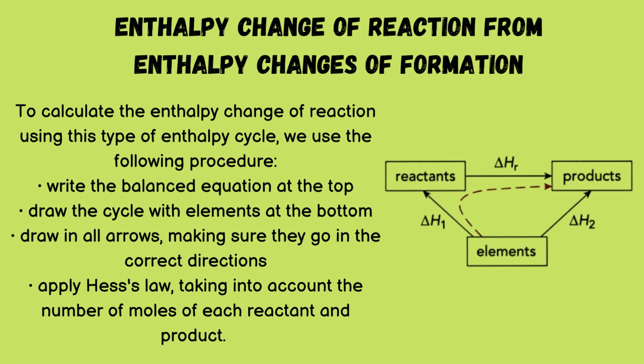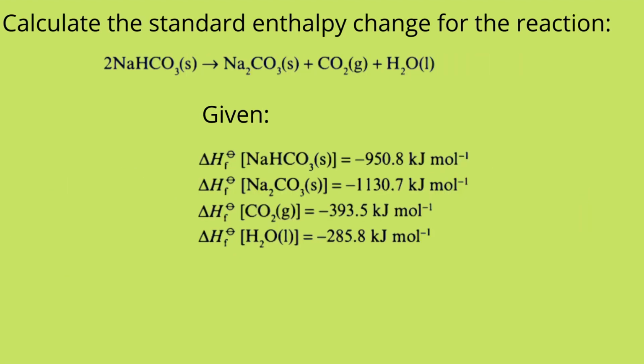To calculate the enthalpy change of the reaction using this type of enthalpy cycle, we use the following procedure. Write the balanced equation at the top. Draw the cycle with elements at the bottom. Draw in all arrows, making sure they go in the correct directions. Apply Hess's law, taking into account the number of moles of each reactant and product. An example is shown here.